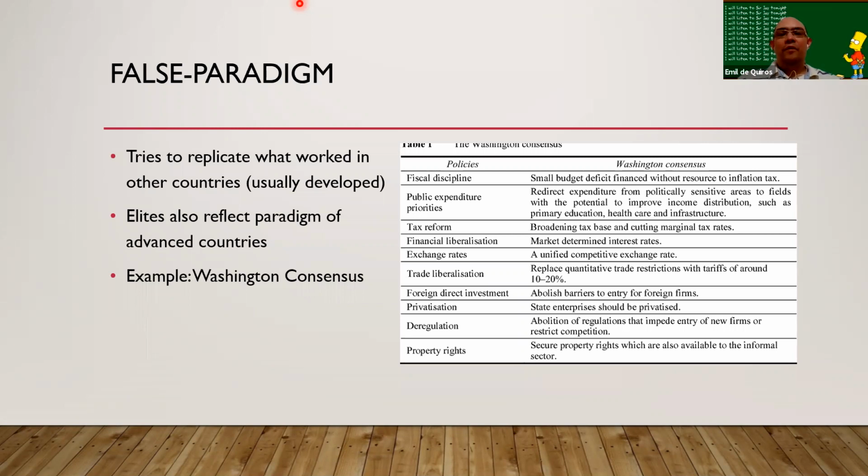So the false paradigm model is saying that's dangerous, because maybe what is happening is the foreigners and the elites are applying what worked elsewhere to our country, and sometimes it's not applicable, sometimes it doesn't work. There's a classic example that really happened, and it wreaked havoc in Latin America, not necessarily here.